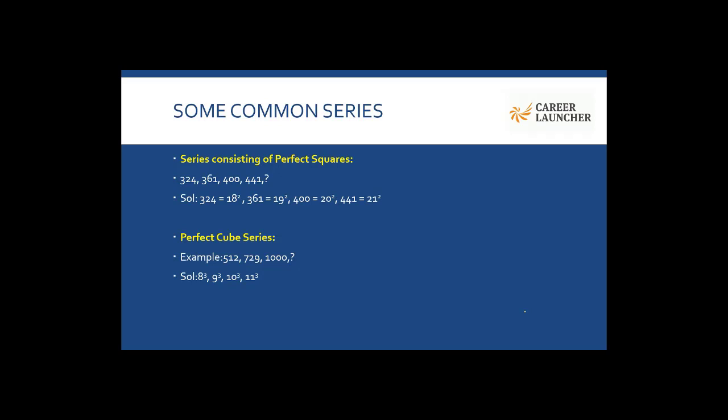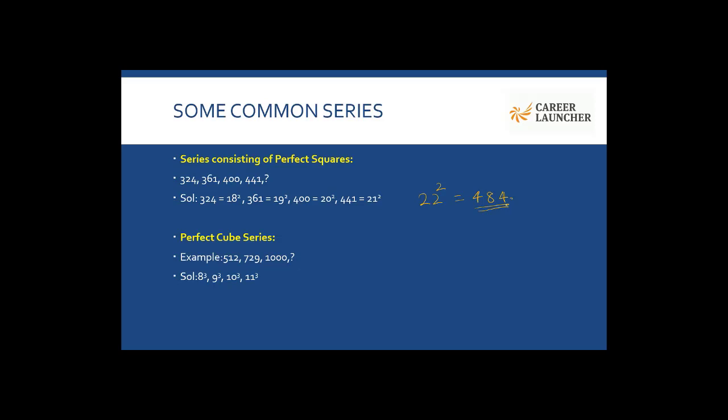If you have a series like that, and I've just shared that knowing or remembering squares till 30 would be really handy. So here we can see a series: 324, 361, 400, 441. If we look closely, they are nothing but the perfect squares. 324 happens to be 18 square, 361 is 19 square, 400 is 20 square, and 441 is 21 square. So following the logic, the next number should be 22 square and it should be 484. So there could be a series which could be completely based on perfect squares.